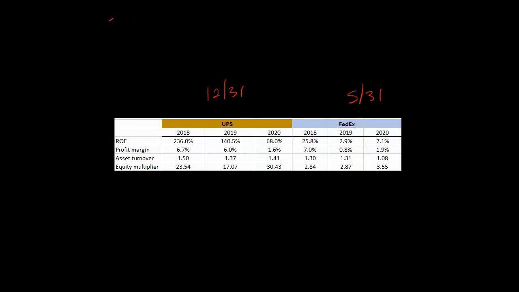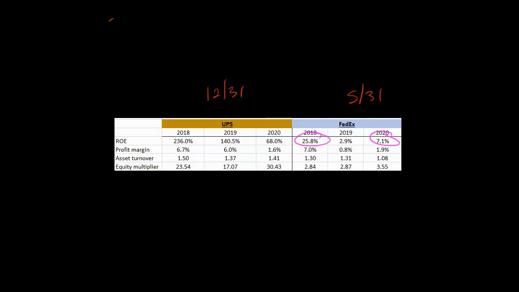Now, first thing, notice a trend. ROE has declined from 2018 to 2020 for each of these companies. UPS, it's steadily declined from 236 to 68%. And for FedEx, it went up a little bit more in 2020 from what it was in 2019, but it's a lot lower than it was in 2018.